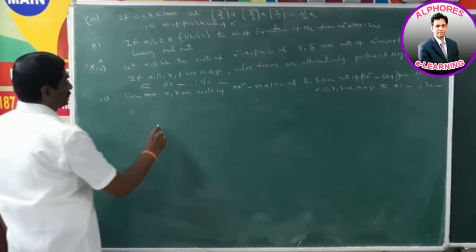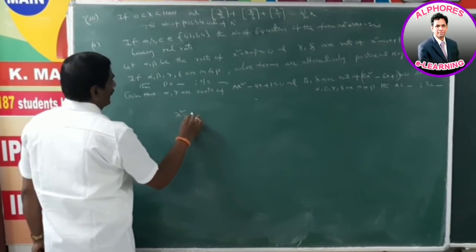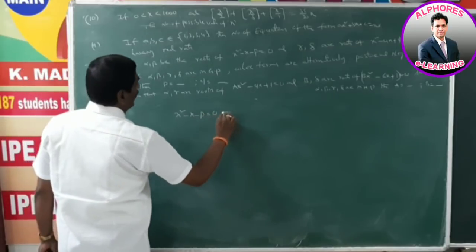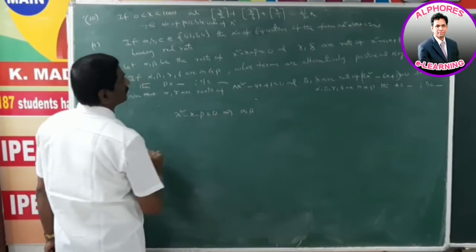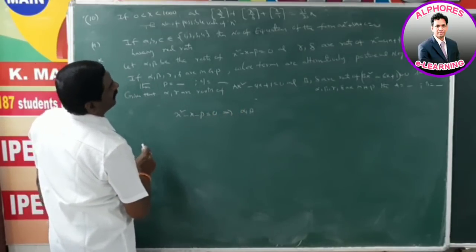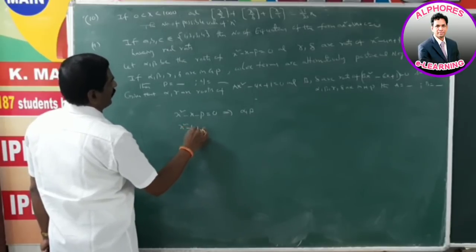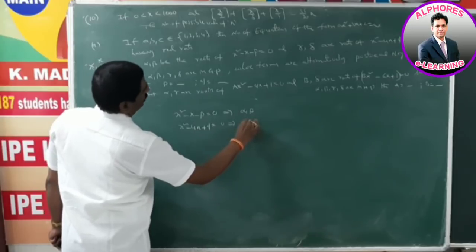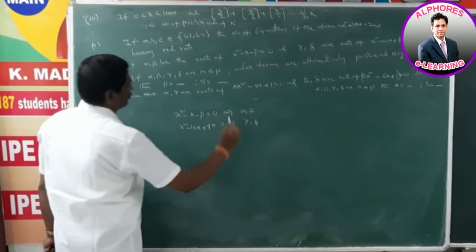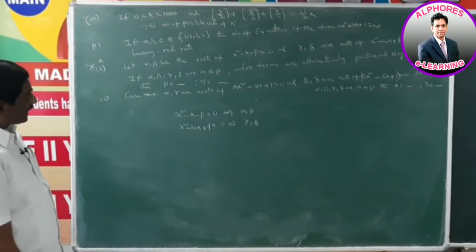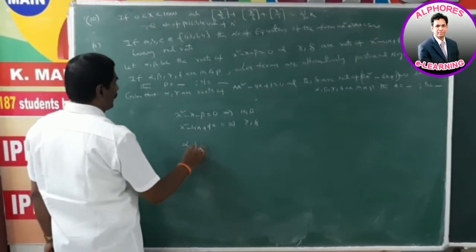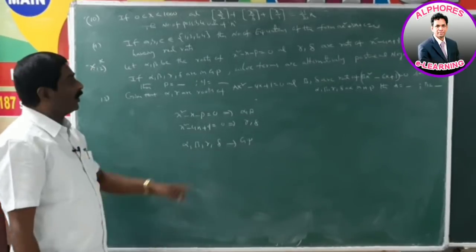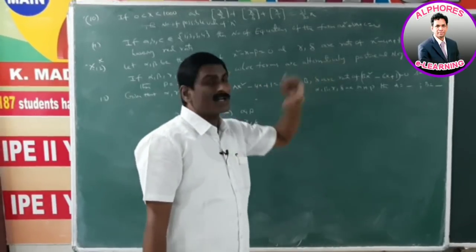From the given x² − x − p = 0, it is one of the quadratic equations, and its roots are α, β. The second quadratic equation is x² − 4x + q = 0, and in this case the roots are γ, δ. But finally, these roots α, β, γ, δ are in GP, and at the same time their terms are alternately positive and negative.